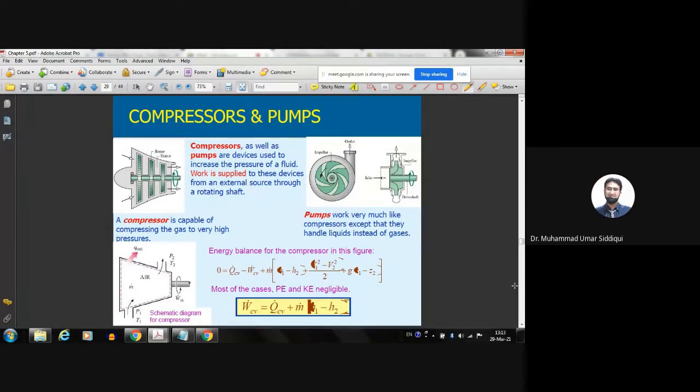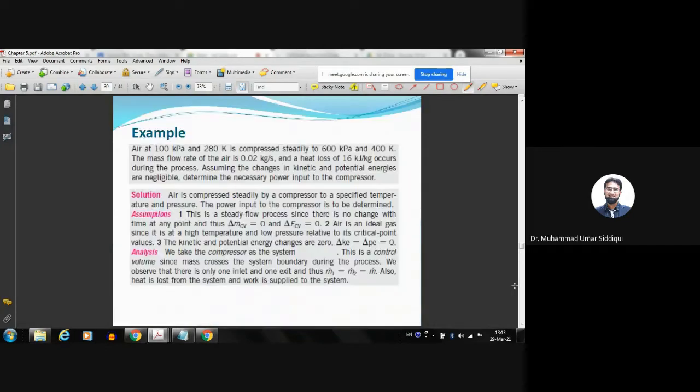Okay. Now let's apply the first law of thermodynamics over compressors and pumps. Again, regarding the schematic diagram and their working operation, I've already explained it to you in the summary sheet, and what terms will be cancelled has also been discussed before. So let's come over to the example.